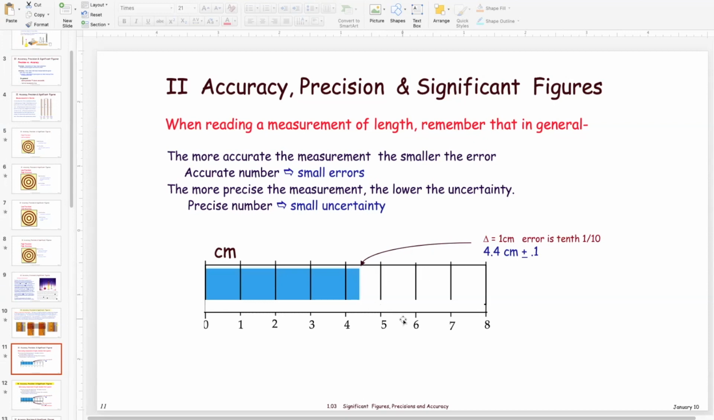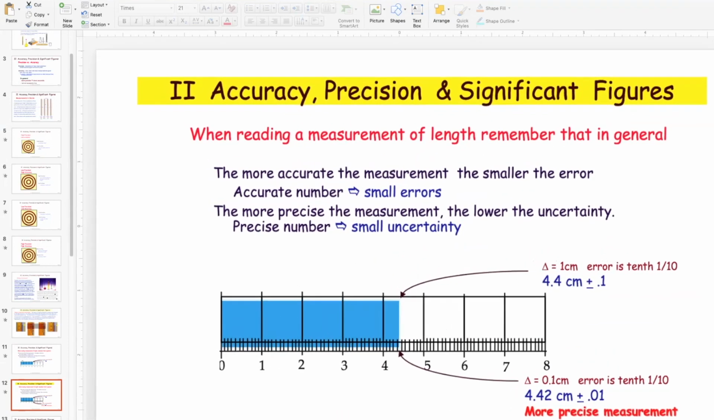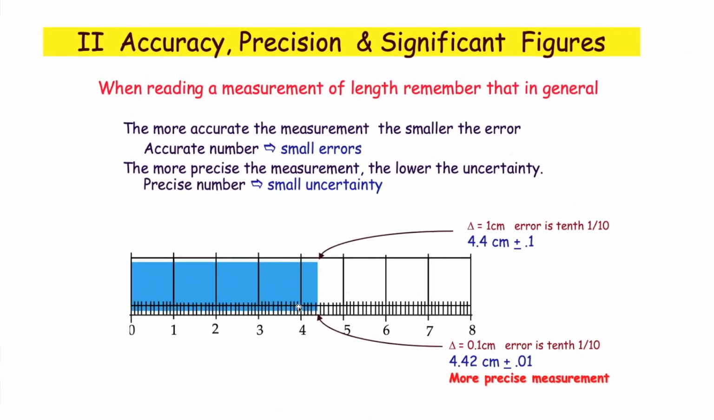So let's take a look at another example. You see how in this example you have finer calibrations. Let me just pull this up. Well, now you can see that this is 4, 0.1, 0.2, 0.3, 0.4, 0.5. So now you can see that that blue line is between 4.4 and 4.5. You're not going to say 4.4 because that's not precise enough. And you're not going to say 4.5 because that's way under. So what you're going to do is say, okay, it's 4.4.